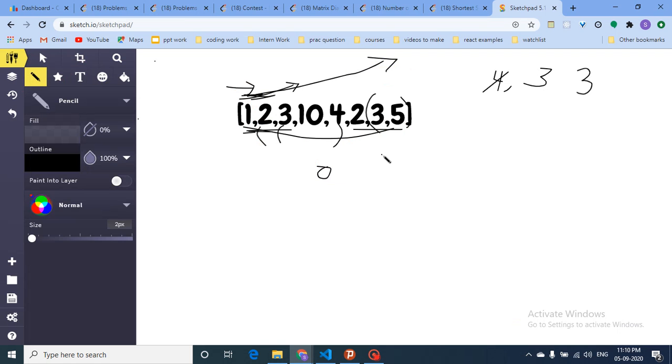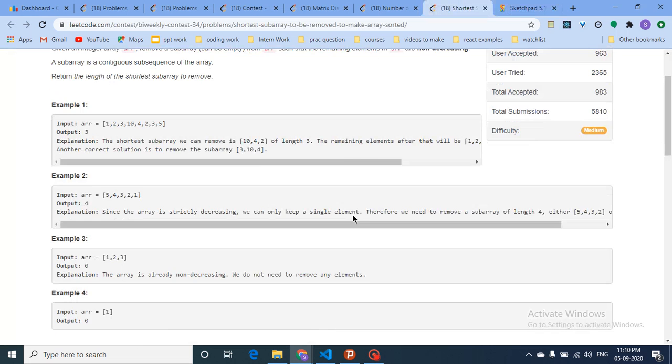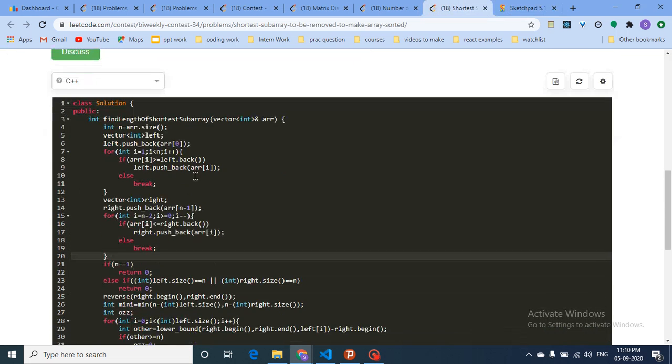It's actually always sorted. So that's the logic for the third question. Let's move on to the code part. So this is the code in which we first take the input of n, the length of this subarray.